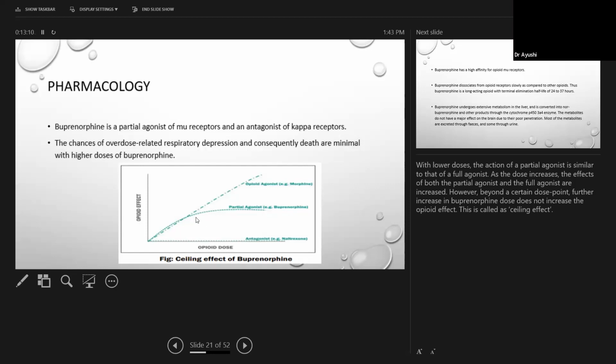however, beyond a certain dose point, a further increase in buprenorphine does not increase the opioid effect. This is known as the ceiling effect, which is seen with buprenorphine. So the chances of overdose-related respiratory depression and consequently death are minimal with the higher doses of buprenorphine.